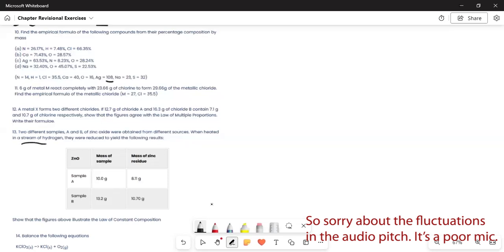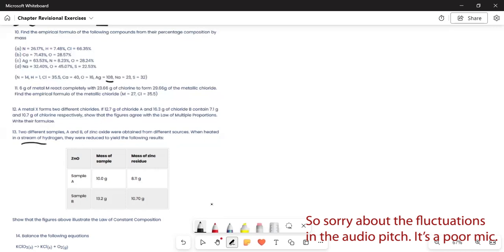The law of constant composition is also known as the law of definite proportion. It says that all pure samples of a particular chemical compound contain the same elements combined in the same proportion by mass. So how can we show that these figures agree with the law of constant composition? To do that, we need the mass of the residue, which is already given to us. Then we express it in terms of percentage composition by mass.